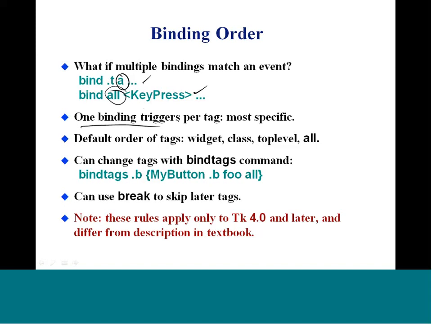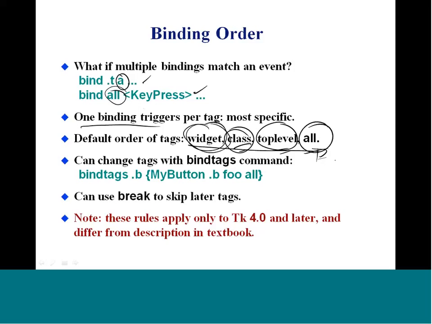There's also a default order of tags, which is essentially like first it goes to the widget, then to the class, then to top level, then all. So this is kind of the preference of how it works. If it matches multiple bindings, it looks for the widget binding first, then it goes into the class, then it goes to the top level, then the all thing is triggered.